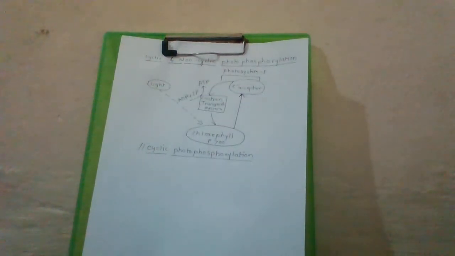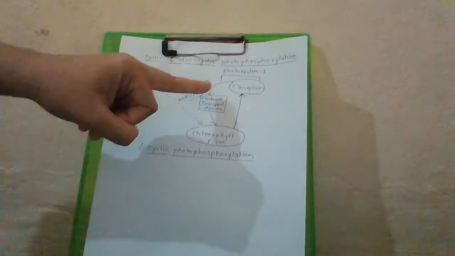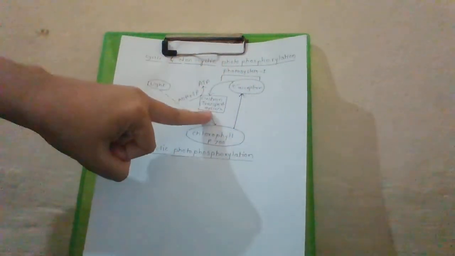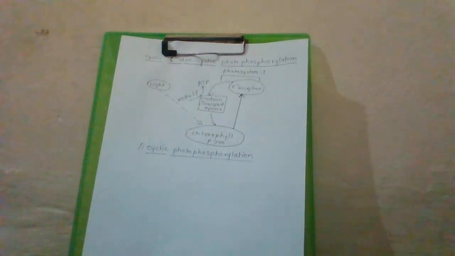And when the photophosphorylation reaction, where ADP plus inorganic phosphate gives rise to ATP, is carried out in a single photosystem, this is called cyclic photophosphorylation. So remember these things.